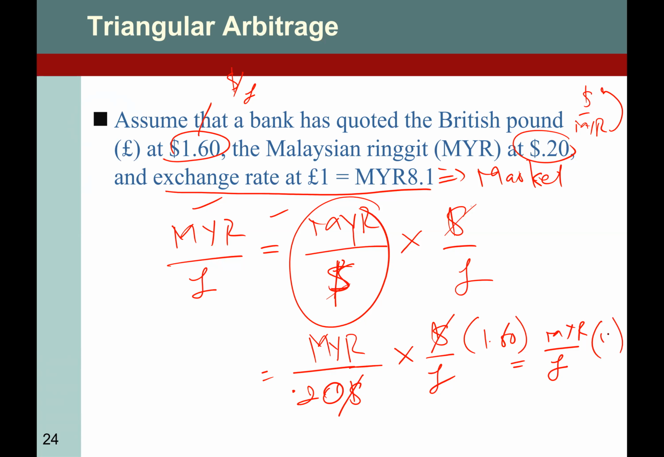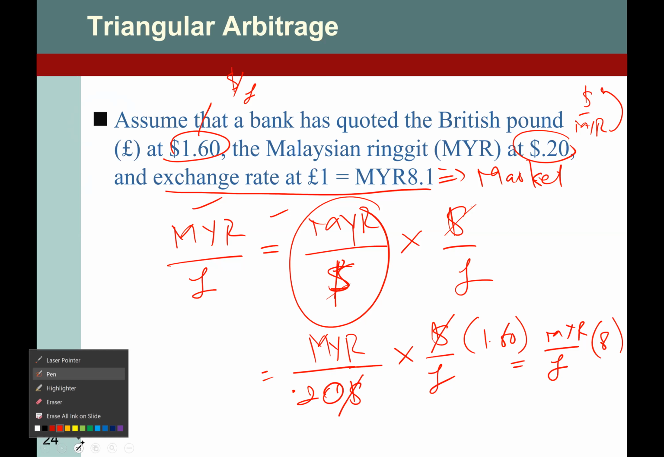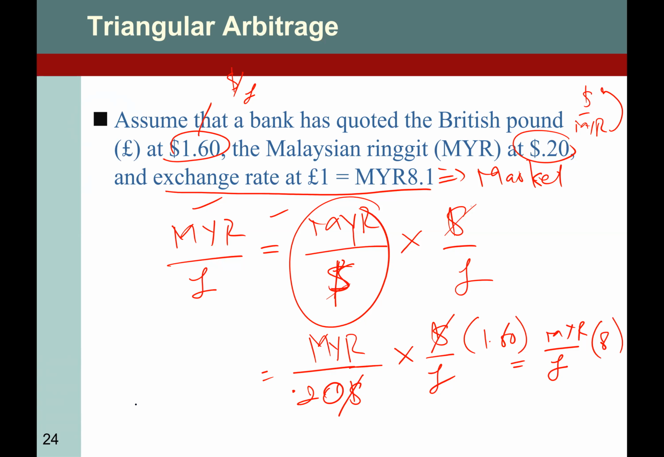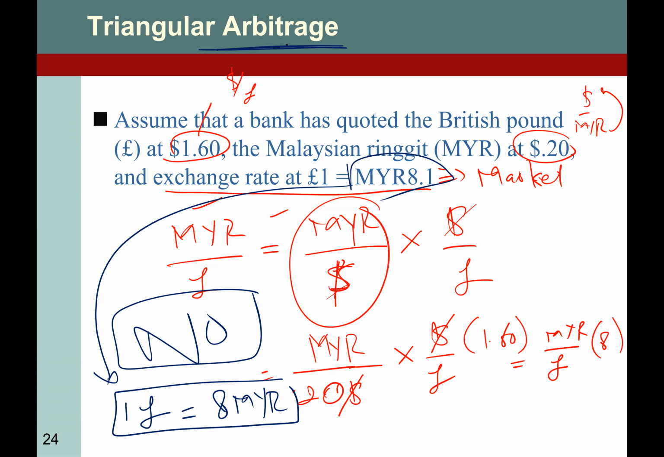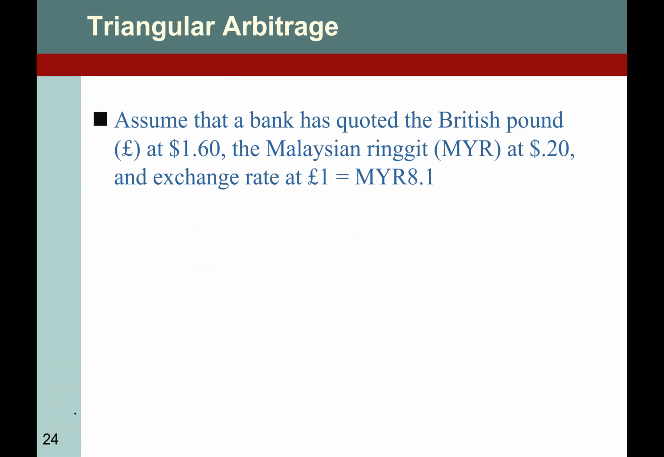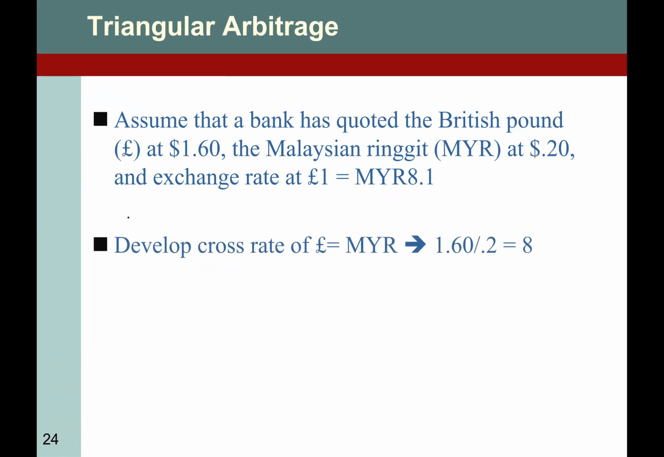And what is the value here? 1.60 divided by 0.20. It means we find that 1 pound is equal to 8 Malaysian ringgit. Is that equal? Answer, no. It means there is an arbitrage opportunity. How can we do that? Let's talk about this. So we developed a cross rate, which is 8. So is there arbitrage? Yes.